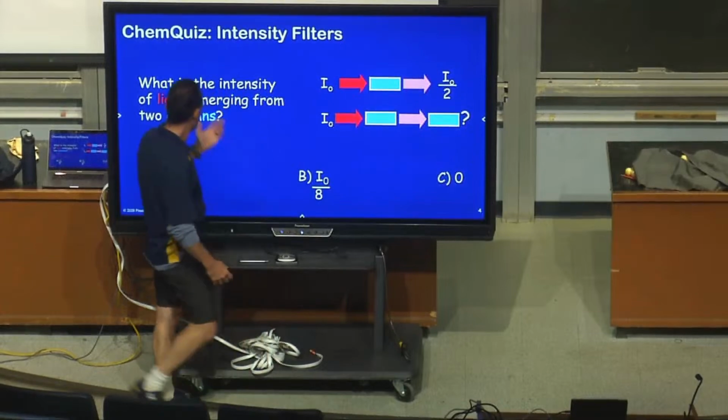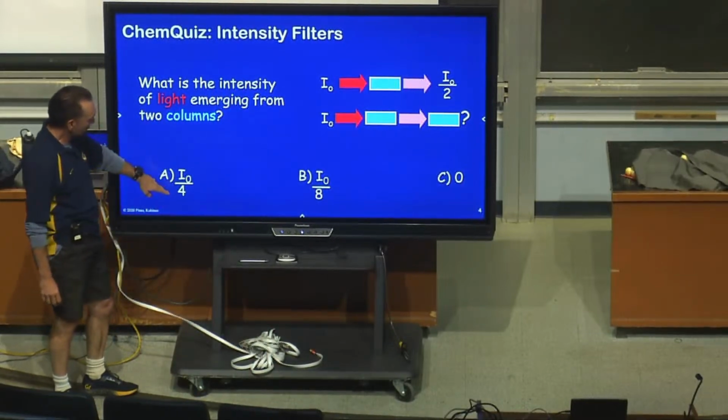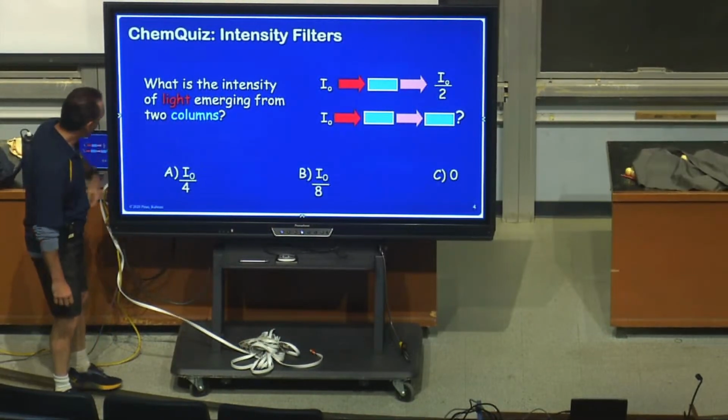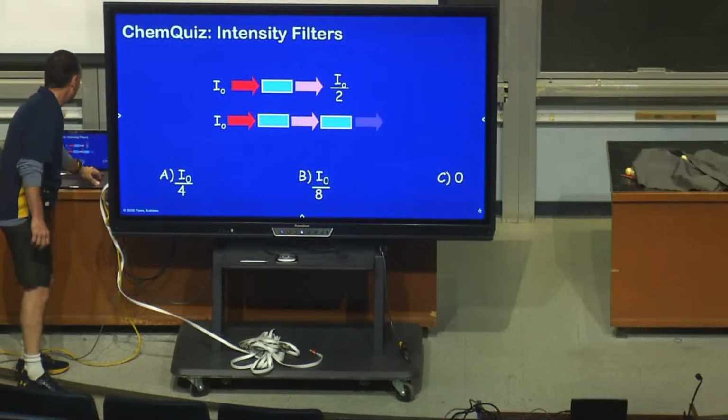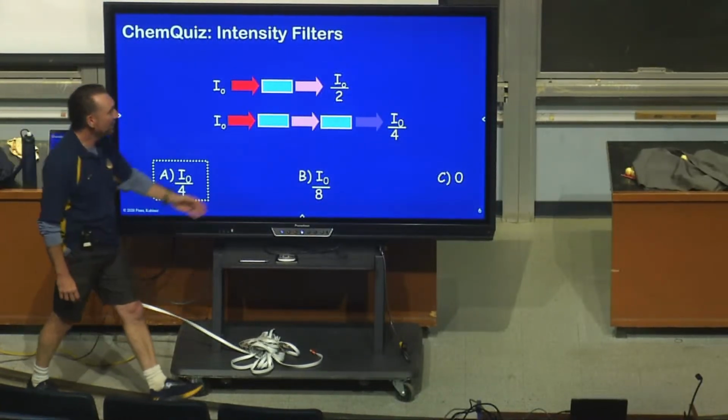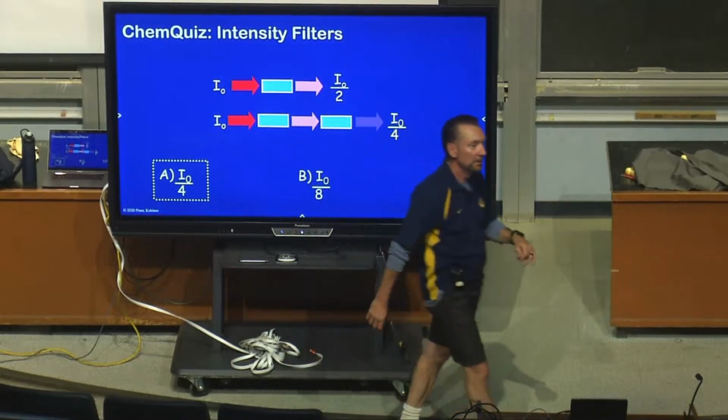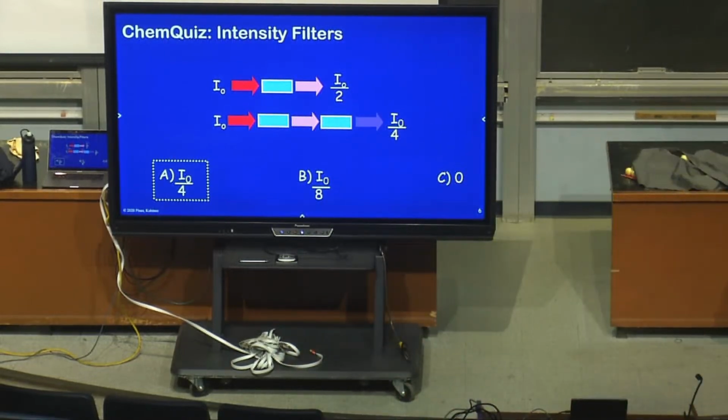We just talked about it, we don't even have to do this one. Yeah, it would drop by another factor of 2. The overall intensity would have dropped down to a factor of 4 from the original intensity.